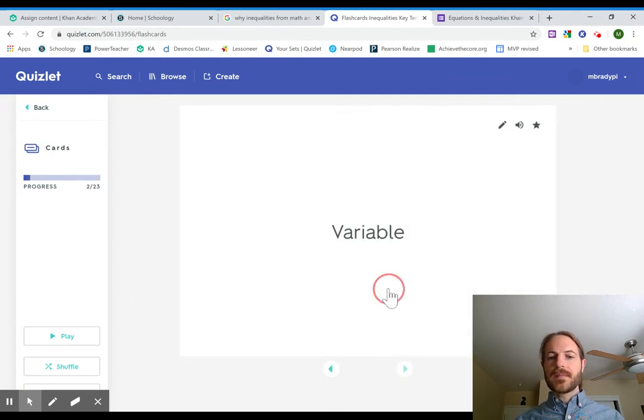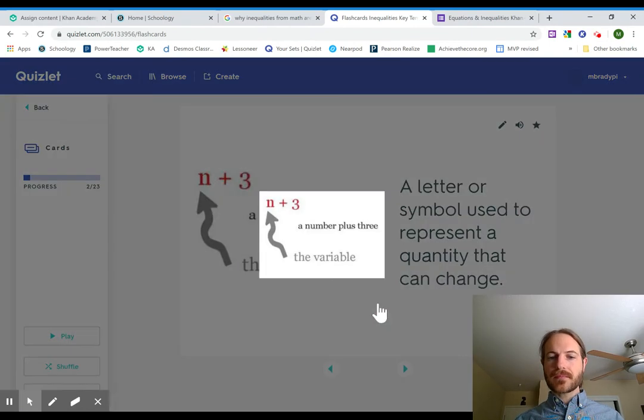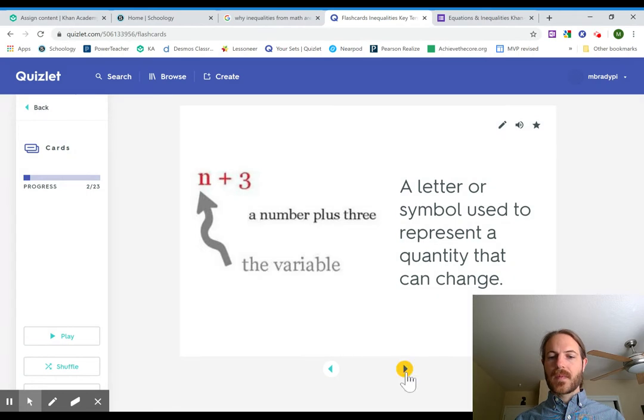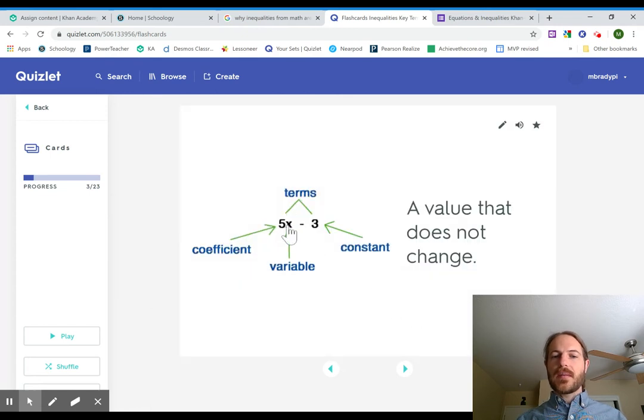A variable can be in the inequality. So it could be n, x, any variable. A constant is anything besides the variable. So here we have 5x minus 3. The minus 3 is the constant. It's what's being done to the variable. You're subtracting 3 from it.